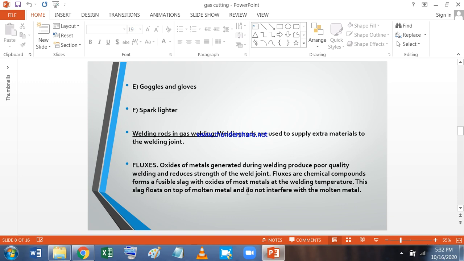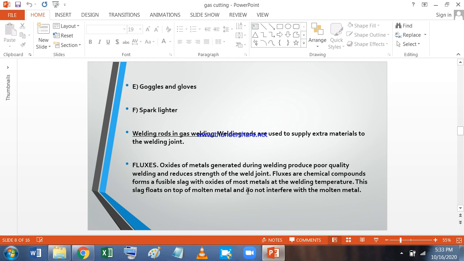Then there will be goggles and gloves, because the welder, for the heat generated, is putting his hands near the welding zone, so he will have to wear gloves, mostly leather gloves, and he will have to wear goggles also, so that the flame does not hurt his eyes. Then we have a spark lighter to ignite the gas, and then we have welding rods in gas welding. Welding rods are used to supply extra material to the welding joint.